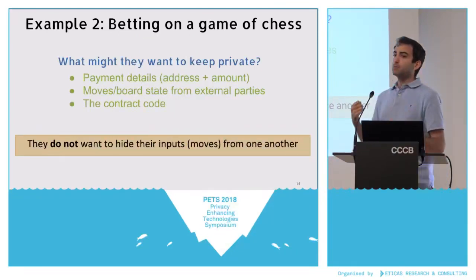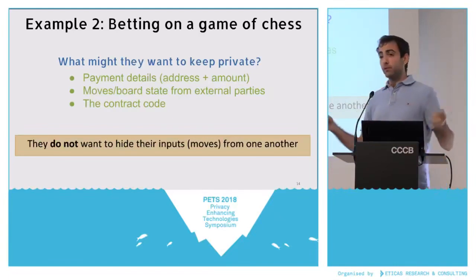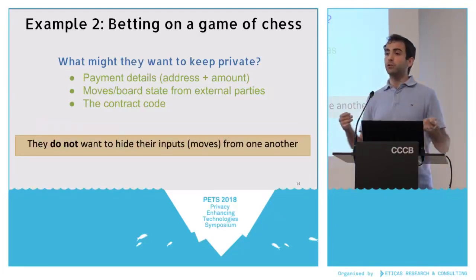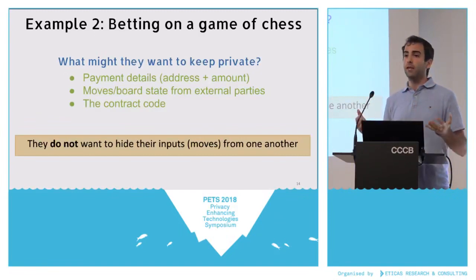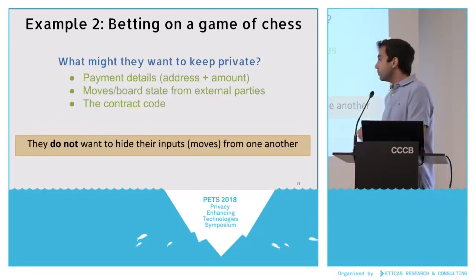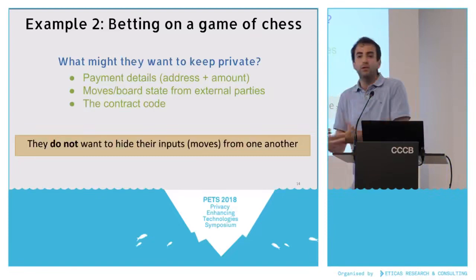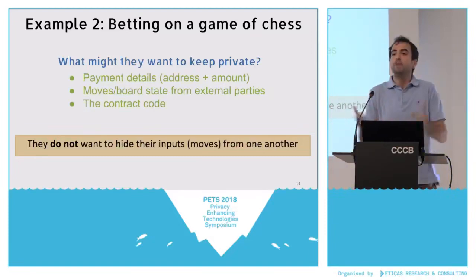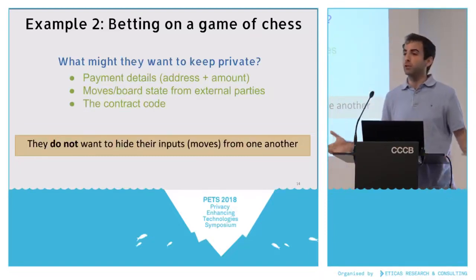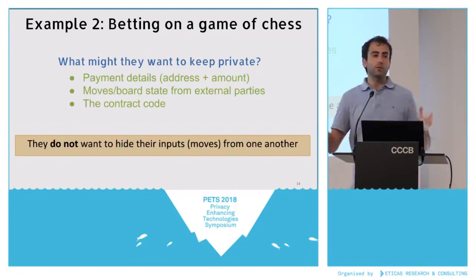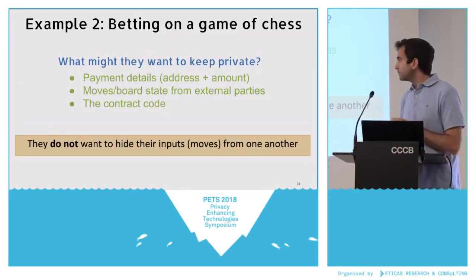You might want the moves and board to be hidden from everybody else. So no one looking at the blockchain should know the state of the board, who's winning the game, what's going on. And you also might want the contract code hidden. So not only can no one know who's winning the game, they don't even know that this is a game of chess going on at all. They just see a blob where Alice and Bob are doing something, and they don't know what's going on.